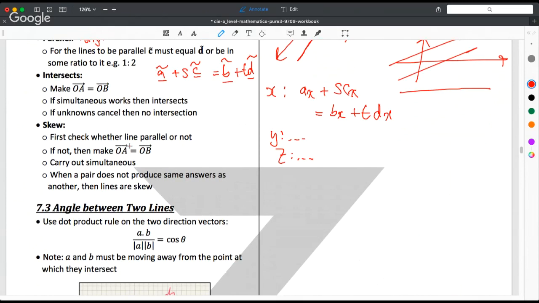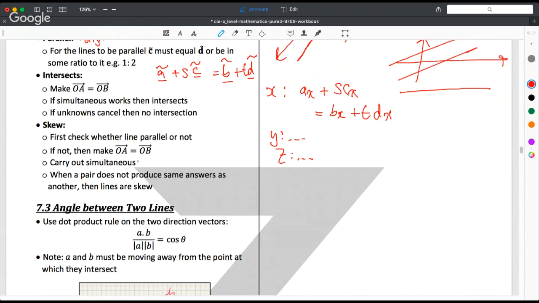It can be easier, to make this process quicker, it's probably a good idea to check first whether the lines are parallel or not. You don't have to do this, but if you do, it helps, because you might end up with a set of simultaneous equations that can't be solved, and if they can't be solved, that means the lines are parallel. So you probably want to check if they're parallel first. As I said again, you don't have to do it, but it will make things a lot easier.